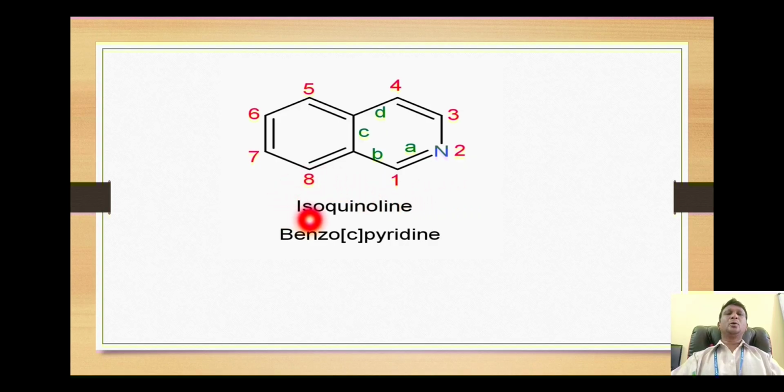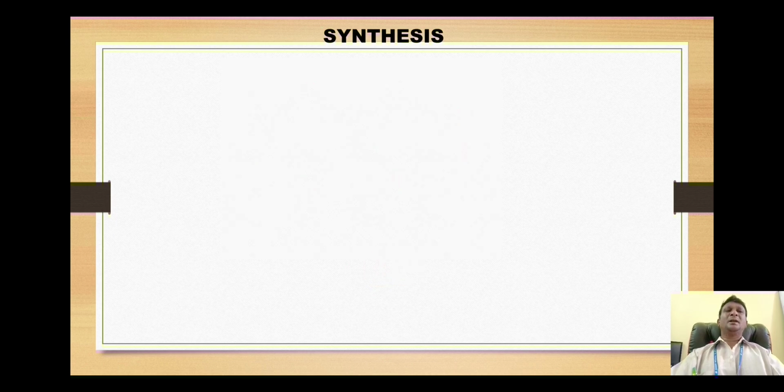So according to the fused ring system, the name of this heterocyclic nucleus is benzopyridine, and this benzene ring is attached with the C side of pyridine. For pyridine, this is side number A, this is side number B, and this is side number C. So isoquinoline, we will call benzo[c]pyridine. Now move on to the synthesis of this compound.